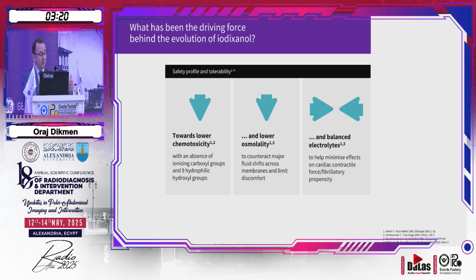That is why the tendency has been to lower chemotoxicity by removing carboxyl groups, lowering osmolality to counteract major fluid shifts, and to add balanced electrolytes to contrast media to help minimize the effects on cardiac contractile force and the fibrillatory propensity.